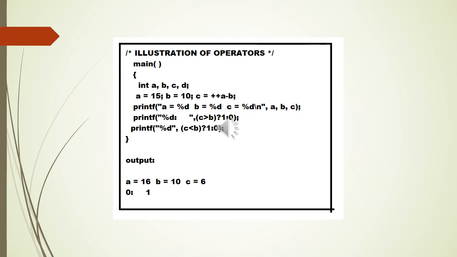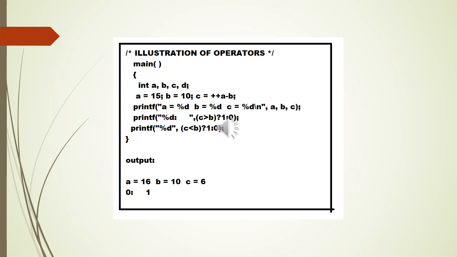In the next statement, because we are assigning the values before printf, that's why it is considering ++a, a means a = a + 1, which is nothing but 16. In the next printf statement, we are using the conditional operators. For example, here c > b. If it is true, then it will return the value 1, otherwise it will return the value 0. c > b, we are checking. Is 6 greater than 10? No, that's why it gives the result as 0 here.